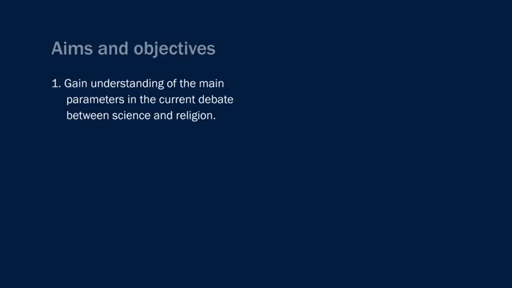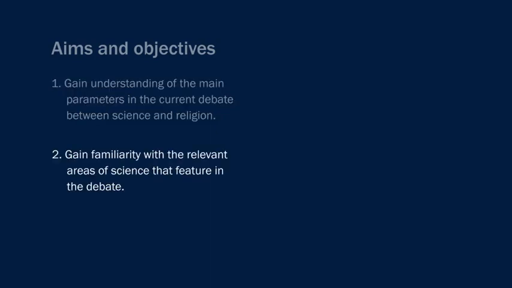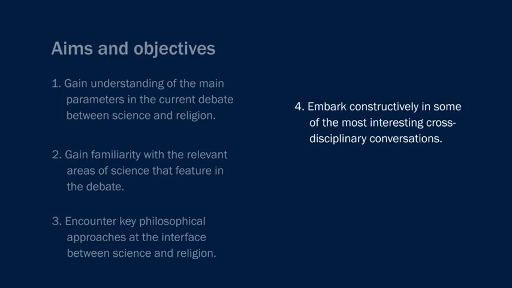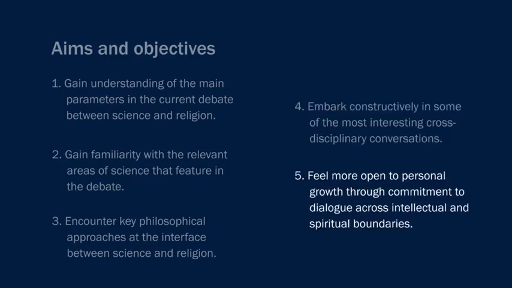Learners that follow all three courses will have gained an understanding of the main parameters in the current debate between science and religion. They will have gained familiarity with the relevant areas of science that feature in the debate, including disciplines such as cosmology, evolution, and the neurosciences. They will have encountered key philosophical approaches at the interface between science and religion, and they will have embarked constructively in some of the most interesting cross-disciplinary conversations. Most importantly, however, they will be more open to personal growth through commitment to dialogue across intellectual and spiritual boundaries.